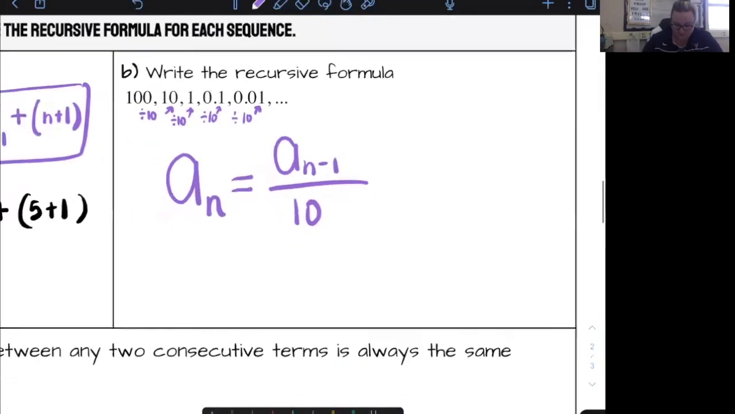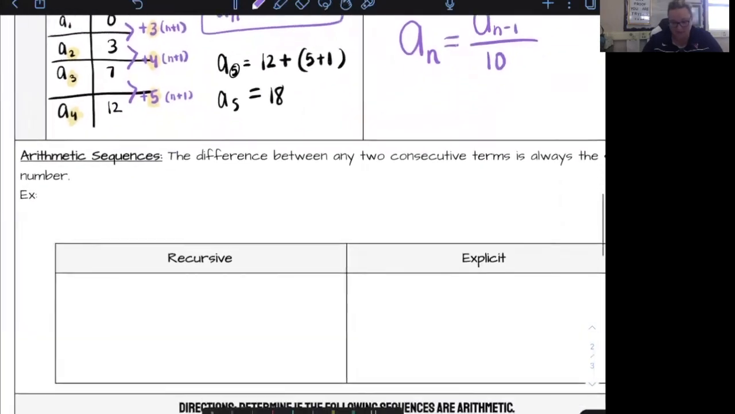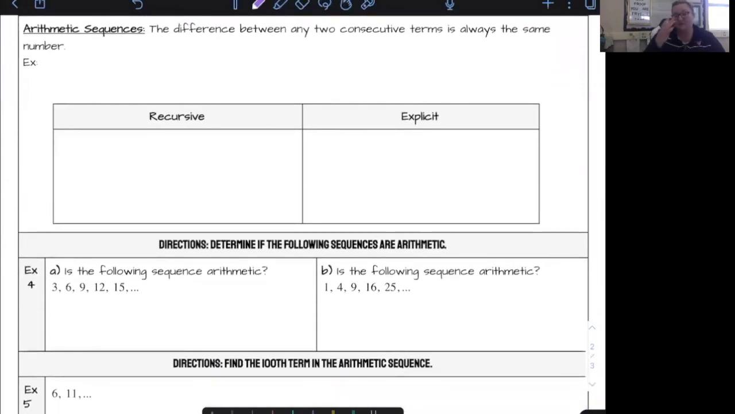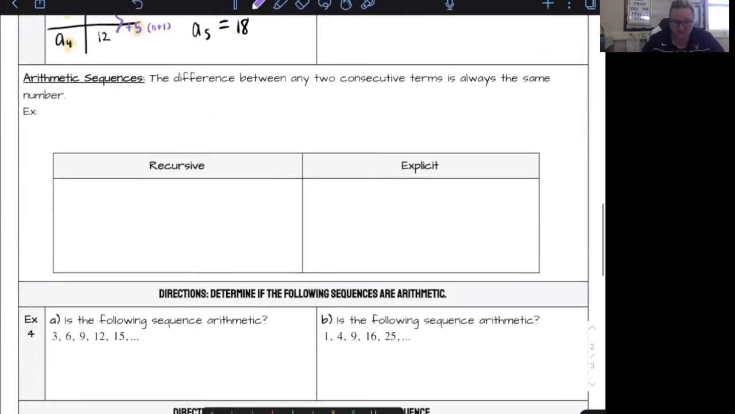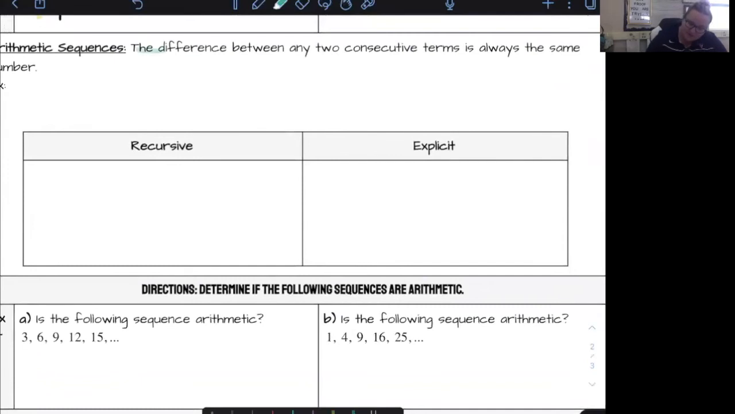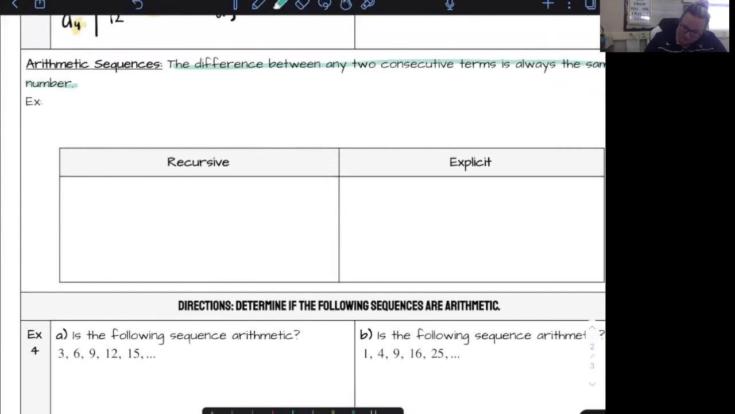And that's it. All right, so now we need to talk about arithmetic sequences. Arithmetic sequences are a specific type of sequence where you have a common difference. I'll talk more about what that means in just a second. So the difference between any two consecutive terms is always the same number. So there's always a common difference.